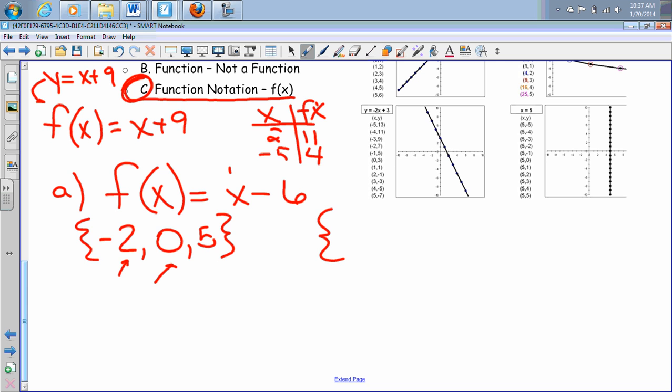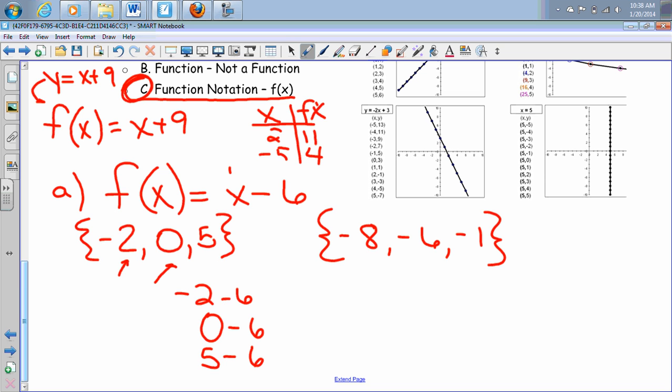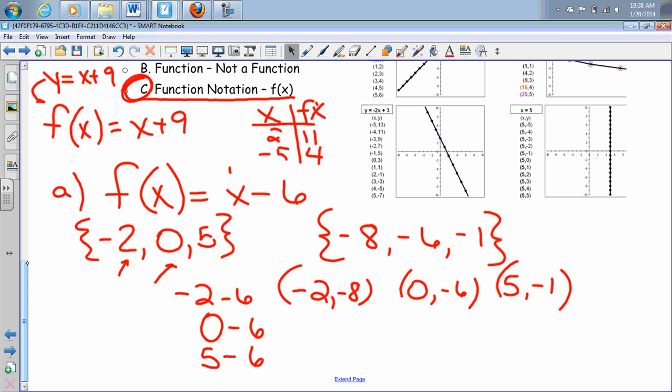-2 minus 6 is -8. Okay, there's my first number. My next number is 0 minus 6. 0 minus 6 is -6. My last number is 5 minus 6. 5 minus 6 is -1. There's my range. If you wanted to write it as ordered pairs, -2, -8, 0, -6, and 5, -1. Function notation, f of x.